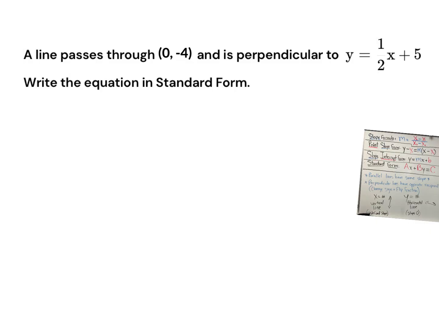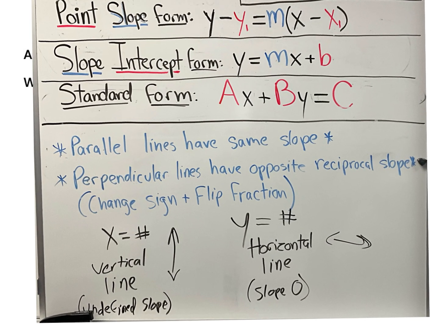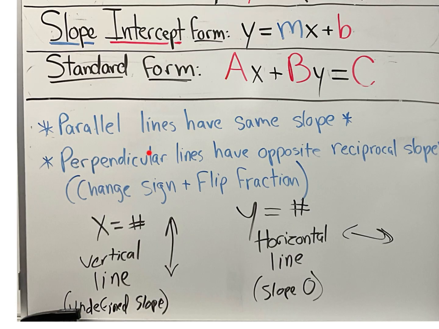Right here, this one says a line passes through 0, -4 and is perpendicular to this equation. So whenever you see the word perpendicular or parallel, you should be thinking, like, if you look at the wall, if you ever see the word parallel or perpendicular, they're technically giving you the slope.